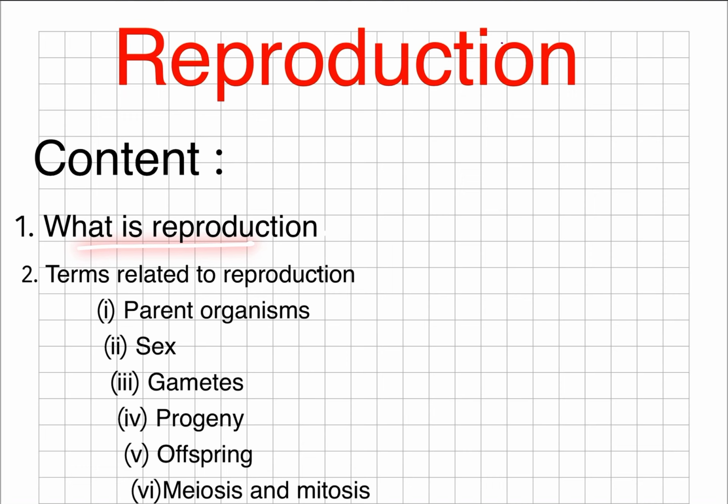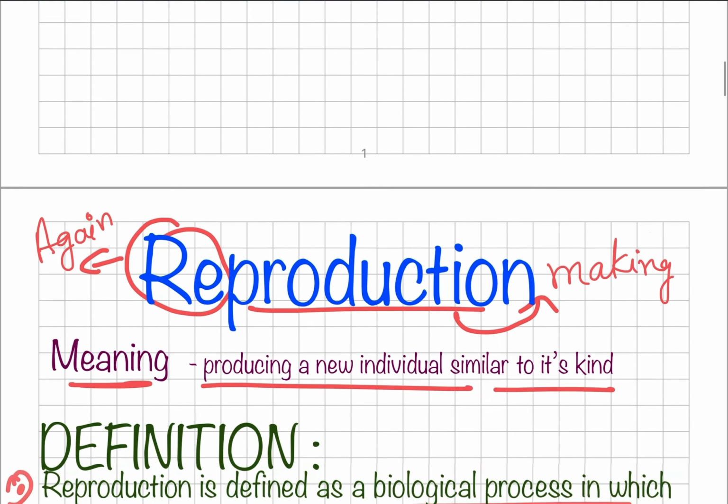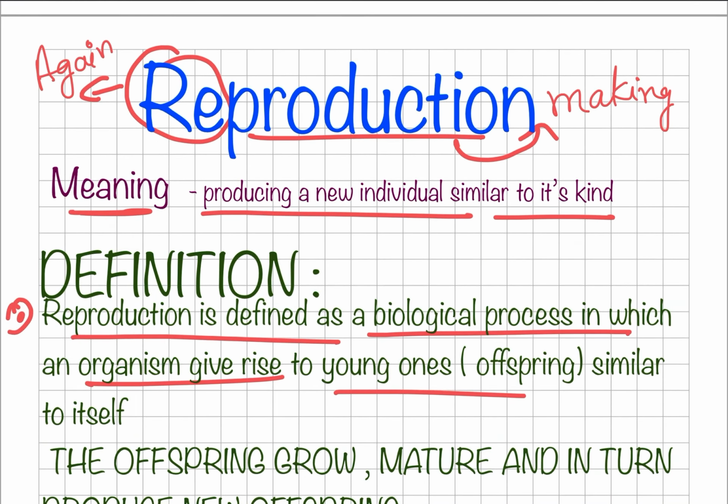So our topic is reproduction, and the content would be what is reproduction, what are the terms related to reproduction, and why do organisms reproduce, and what are the modes of reproduction. See, what is reproduction? Reproduction is a self-explanatory term where re means again and production means making. In simple language, producing a new individual similar to its kind is called reproduction.